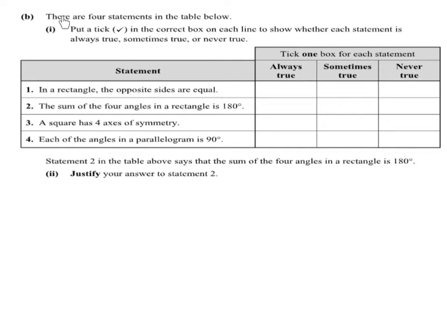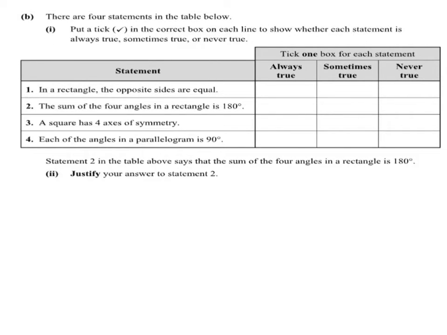Part B. There are four statements in the table below. Number 1, in a rectangle, the opposite sides are equal. Number 2, the sum of the four angles in a rectangle is 180 degrees. Number 3, a square has four axes of symmetry. Number 4, each of the angles in a parallelogram is 90 degrees.